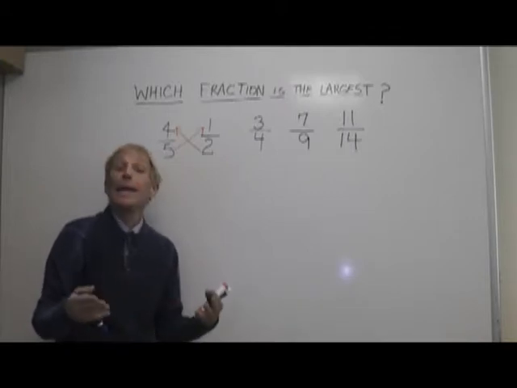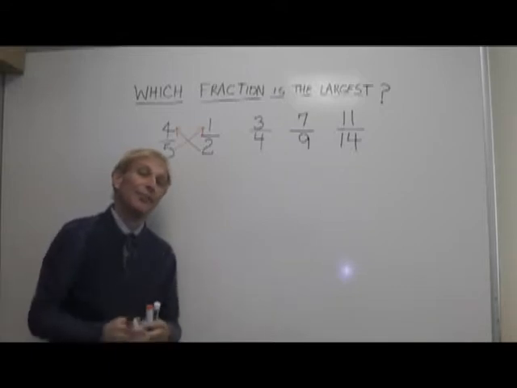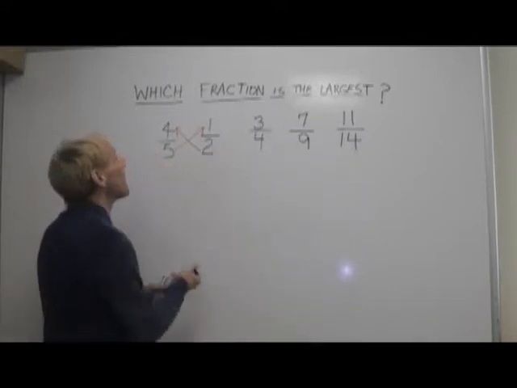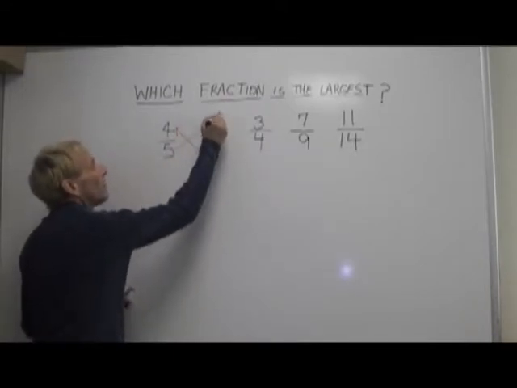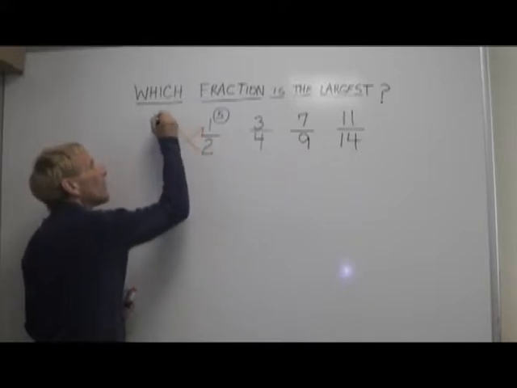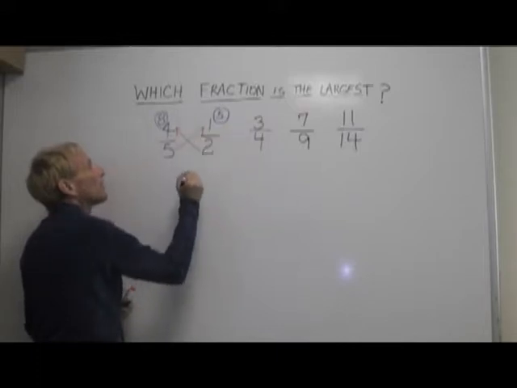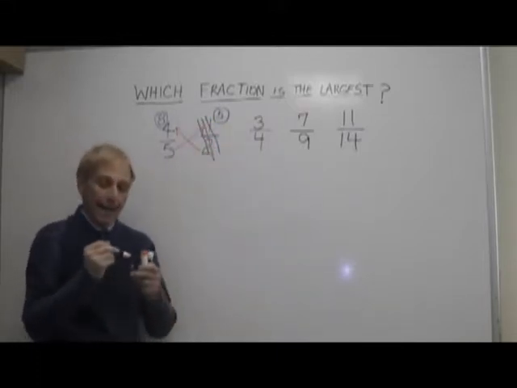So you may be asked to find the largest or the smallest fraction in a series of fractions, and you can use this technique either way. So here I have 5 times 1 is 5. That 5 goes next to this fraction. 2 times 4 is 8. 8 is larger than 5, so I know I could cross out that 1/2.